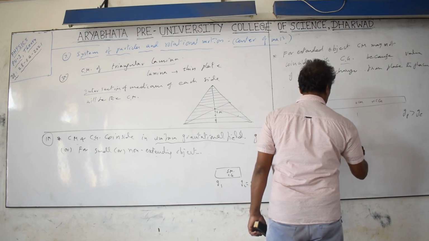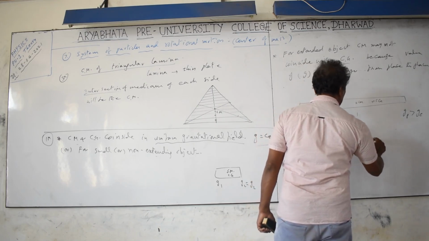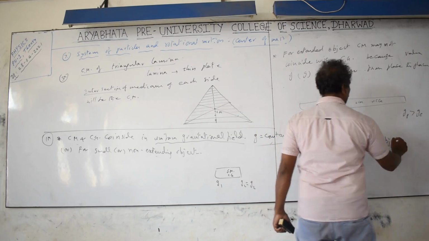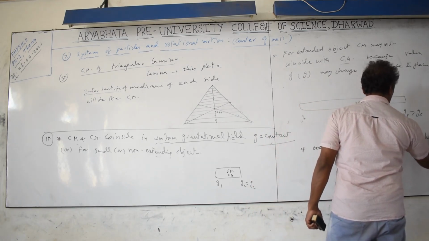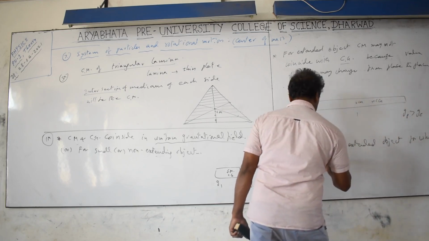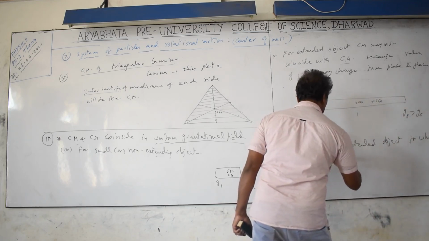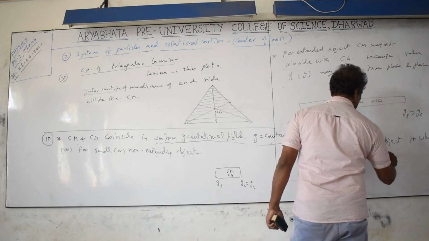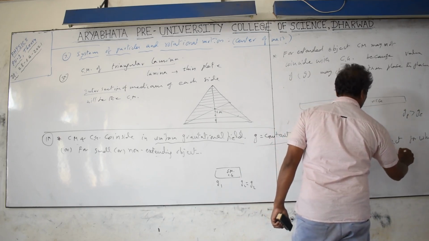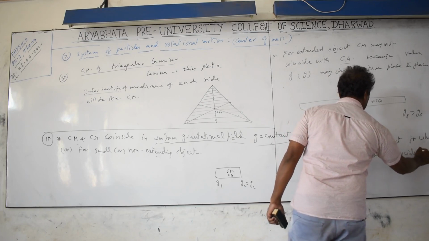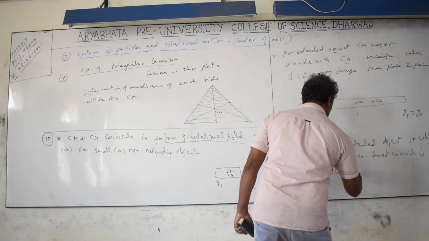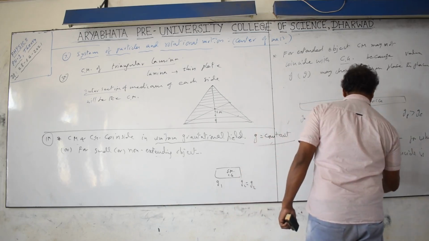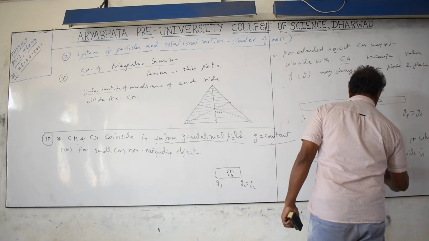Examples of extended objects for which center of mass and center of gravity do not coincide are clouds, big clouds, or raindrops from the clouds.